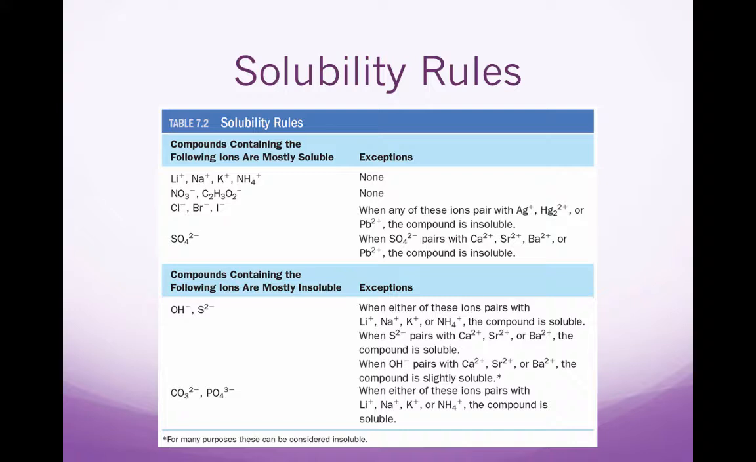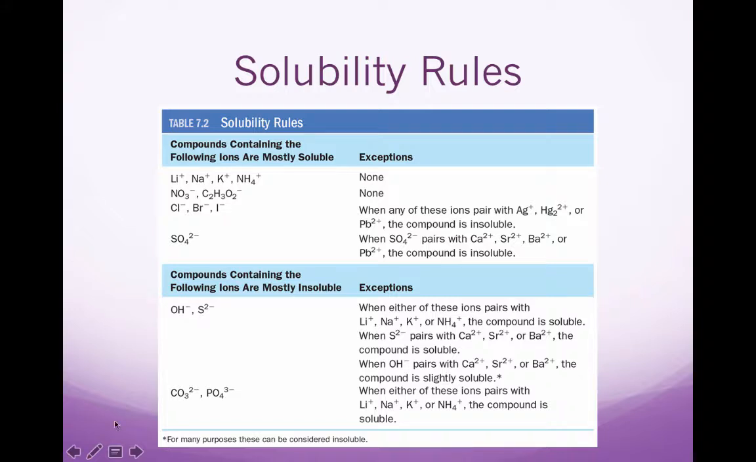So when silver, mercury, or lead-2 are in a compound with chloride, bromide, or iodide ions, these are insoluble. Anything else, though, is soluble. And then sulfate ions are generally soluble, or compounds with sulfate ions are generally soluble, but when it's paired with calcium, strontium, barium, or lead-2, they're insoluble.